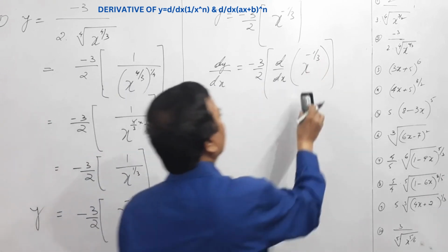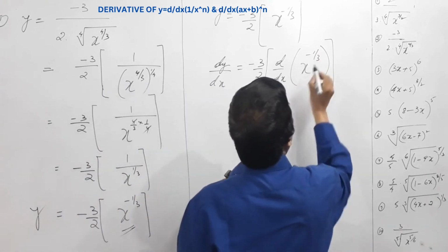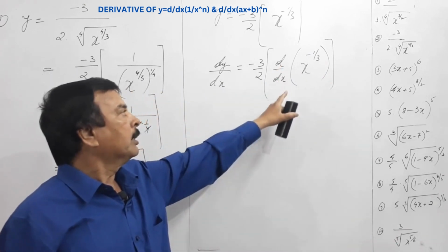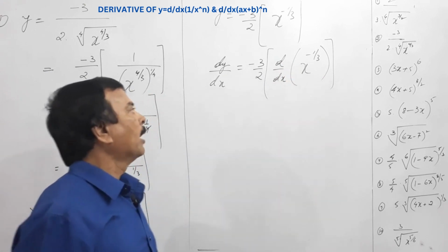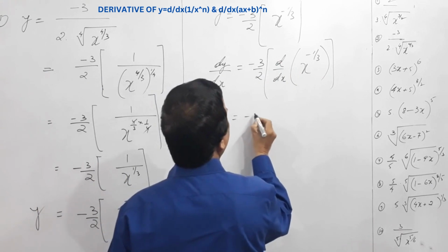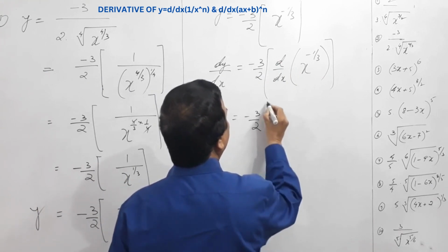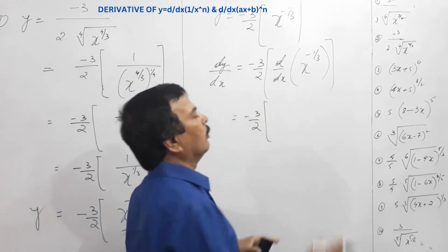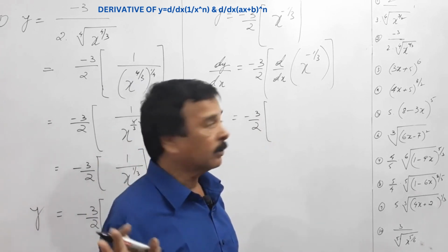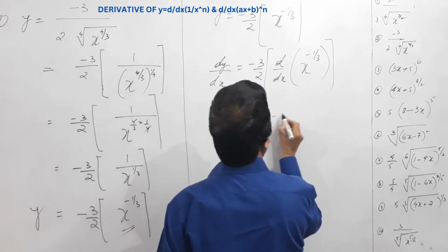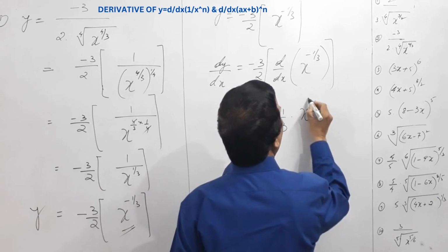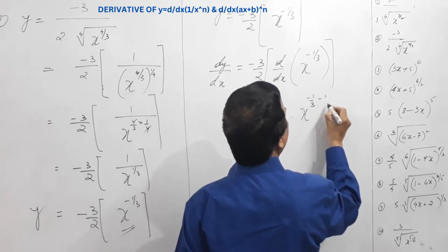So now it is x to the power of minus 1 by 3. Now we will apply the differentiation rule. So this will stay outside, minus 3 by 2, we will write it like this. So d by dx of x to the power n says what? n into x to the power n minus 1. So what is this? Minus 1 by 3 into x to the power of minus 1 by 3 minus 1.